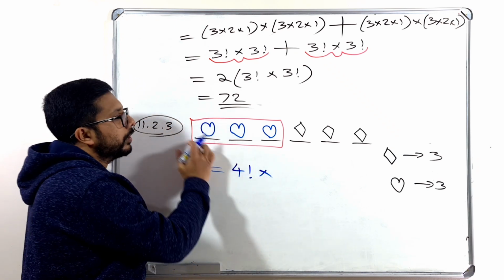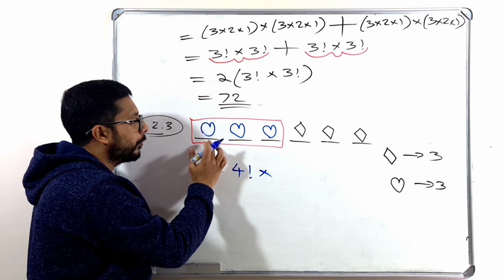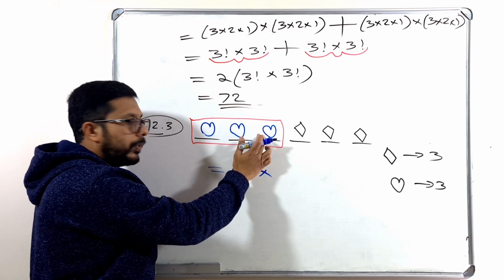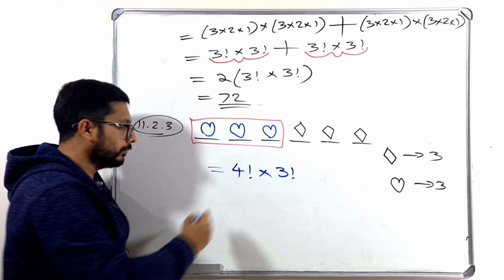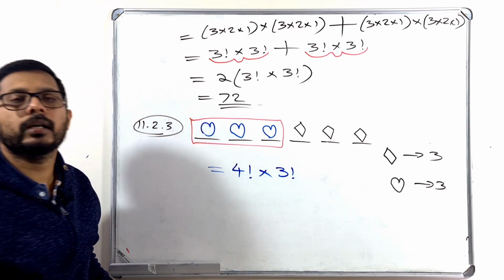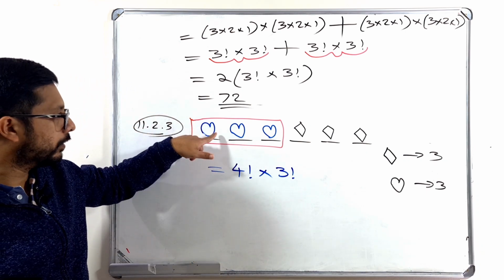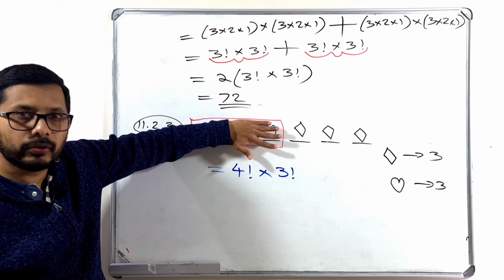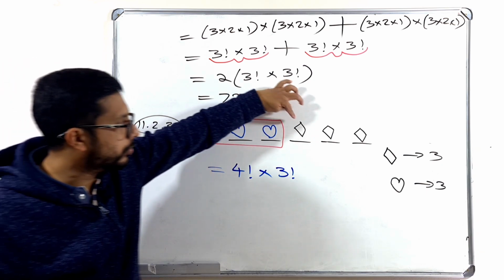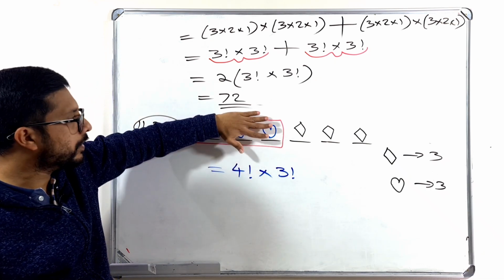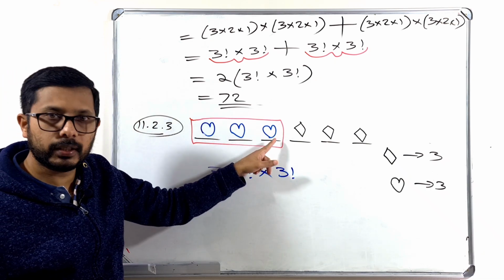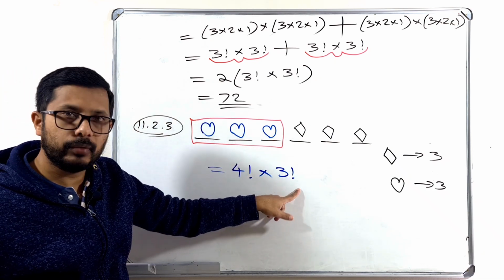Then you have to think about inside this group, how many? 1, 2, 3. That means that is another times 3 factorial. So this is the number of possibilities. What I said: this group you have to count as 1, then 1, 2, 3, 4. That is 4 factorial times, then inside this box, how many? 3 hearts, that is times 3 factorial.